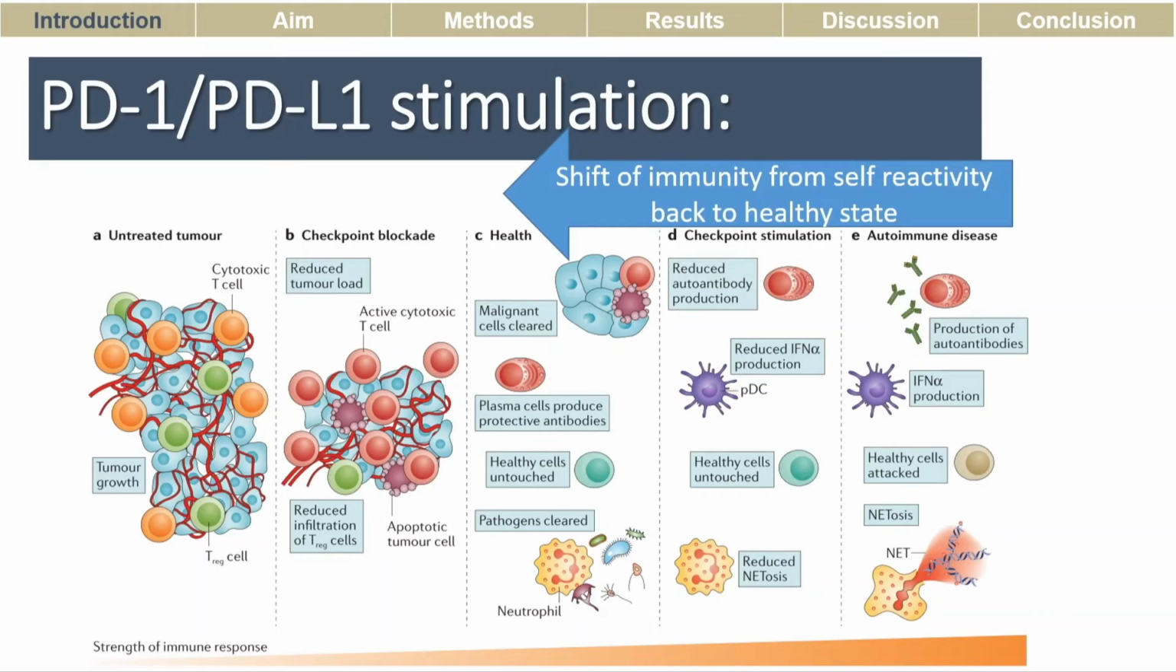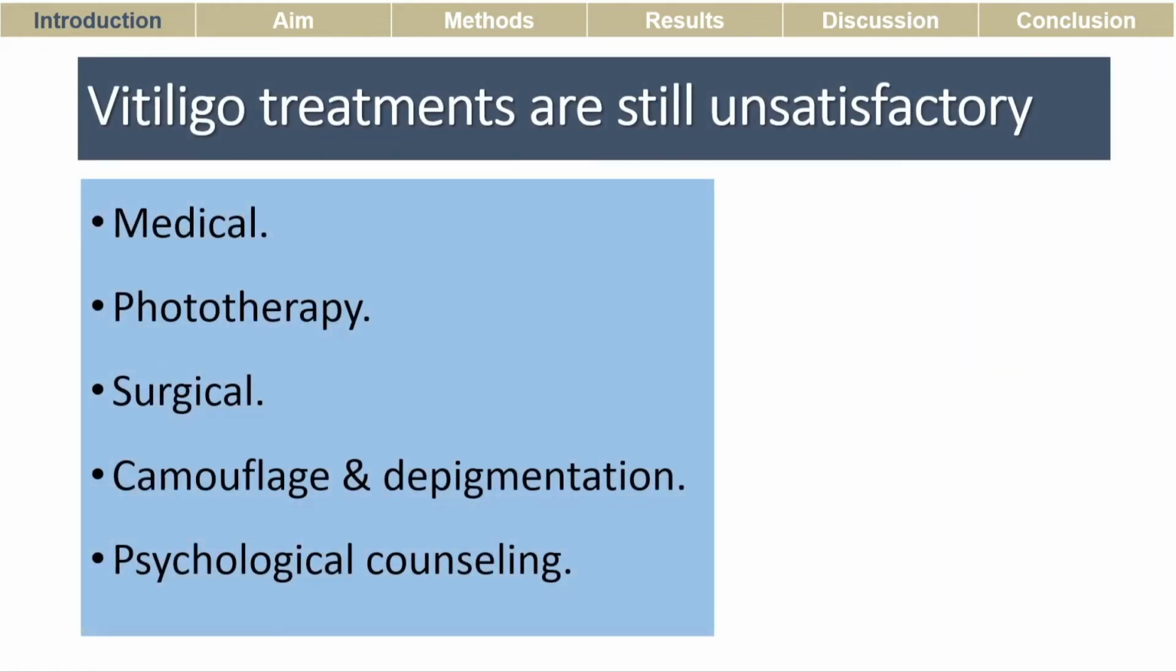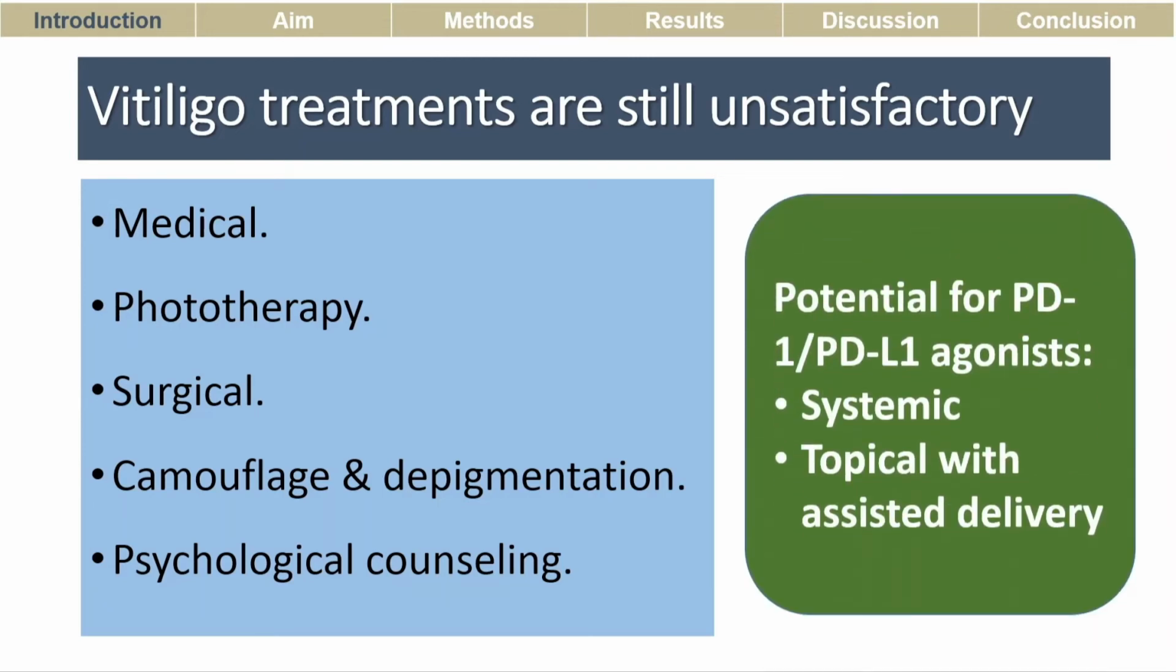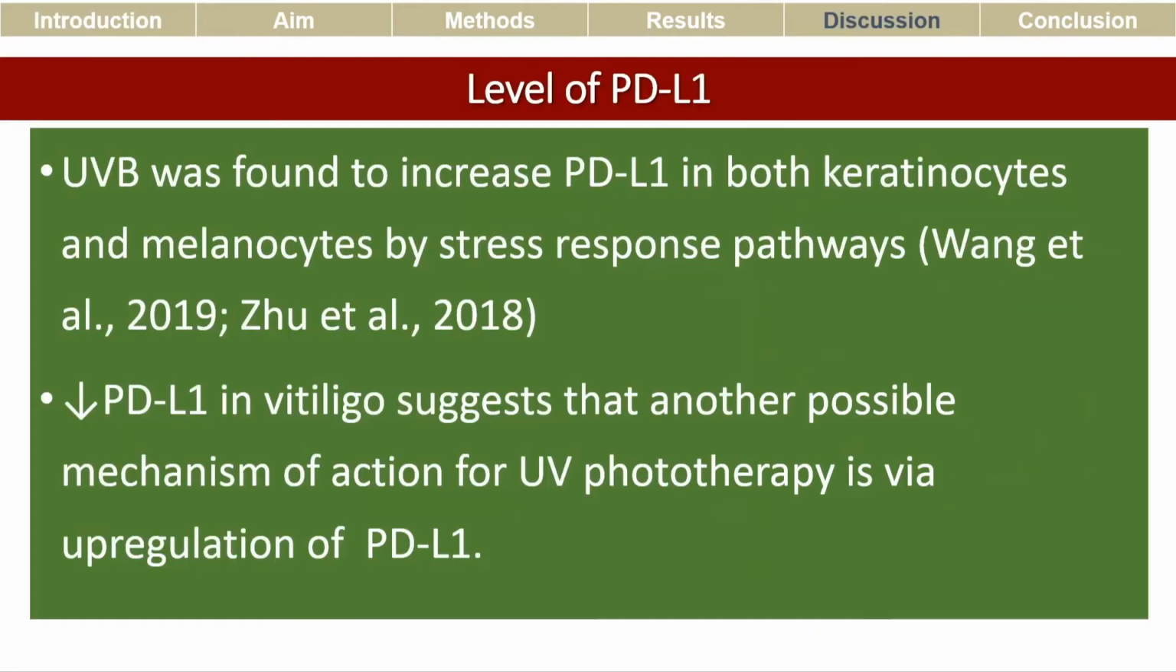A promising treatment to reverse these defects would be the use of PD1, PD ligand 1 agonists to shift the immunity back from self-reactivity towards the normal healthy state. Vitiligo treatments are still unsatisfactory. Whether they be medical or otherwise, a lot remains to be desired. This leaves a lot of room for investigating potential PD1 agonists, both in systemic form or topically with assisted delivery to mitigate the possible side effects.